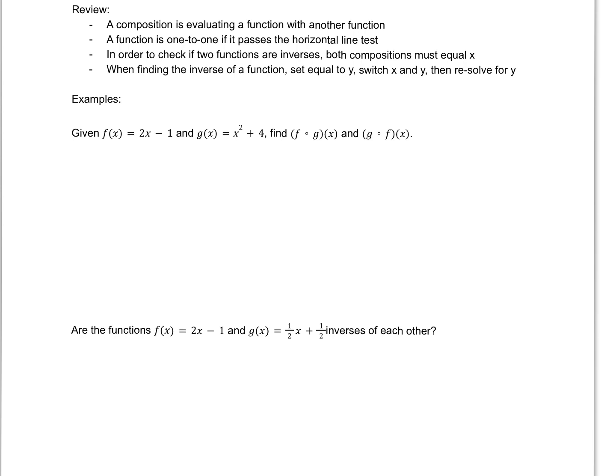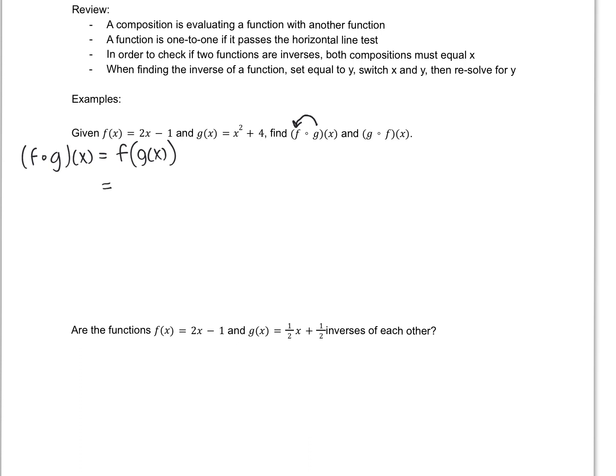One of the things I always tell students, the easiest way to determine how you're going to plug in equations, is that the second equation always plugs into the first. So I'm finding f of g of x, g is going to plug into f. Typically you write it with the little circle, but another way you can write it is f and then parentheses g of x. Both of those mean the same thing.